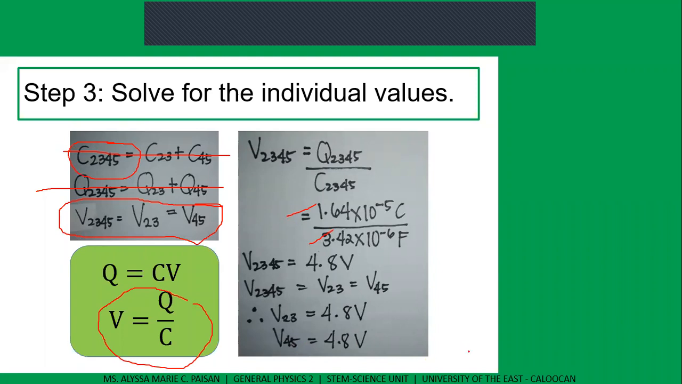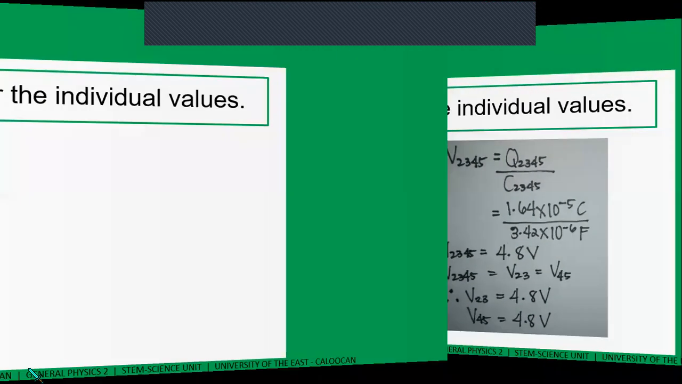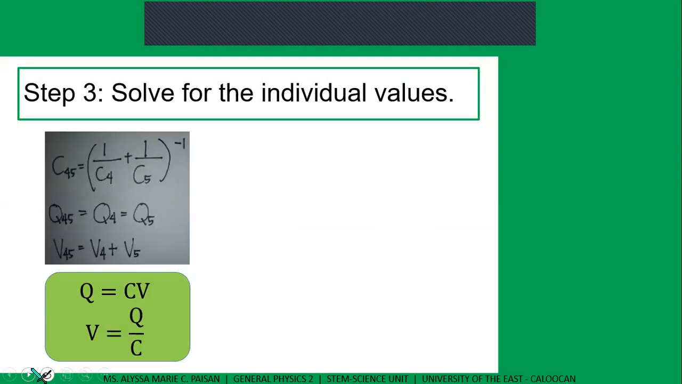Hala ba? Bakit ganon? Bakit wala tayo nakuhang individual values? Saglit lang, no? Wait ka lang, no? Hindi naman kada throwback mo may makukuha kang individual values. Patience is the key. No? So kung wala ka nakuha dito sa set of equations for simplified circuit number 2, punta ka naman sa simplified circuit number 1. Okay? Ayan.